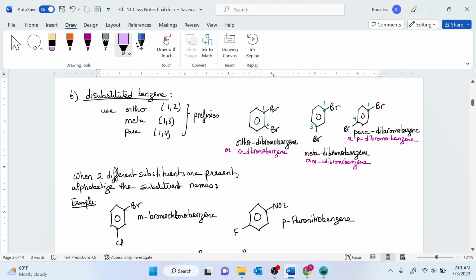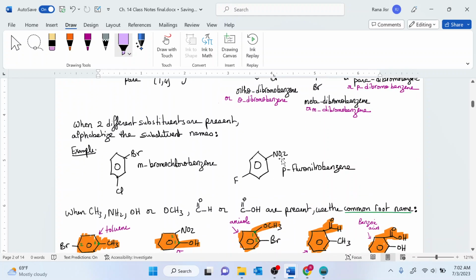We always use these terms whenever we have only 2 substituents on the benzene, not more than 2 substituents in there. And then you always alphabetize your substituents and put them in alphabetical order. Bromine comes before chlorine. This is why we start numbering from the bromine in there. We don't use 1, 3, we use the meta.